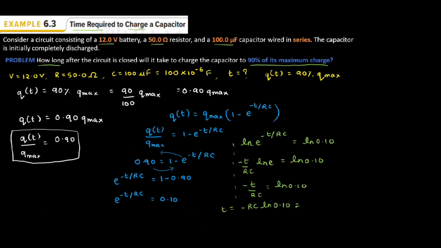Now let's substitute what is given to us in the question. R is 50 ohm, capacitance is 100 microfarad, natural log of 0.10. And when you solve this, you get your time as 0.0115 seconds, which you can write as 11.5 milliseconds.